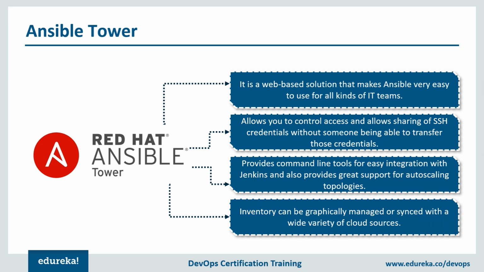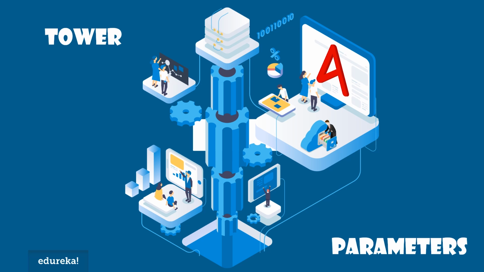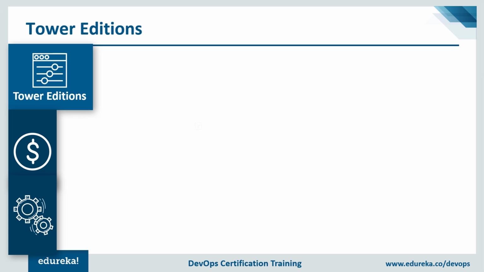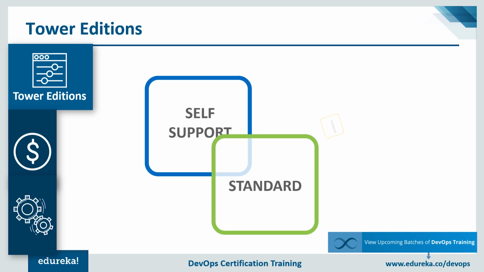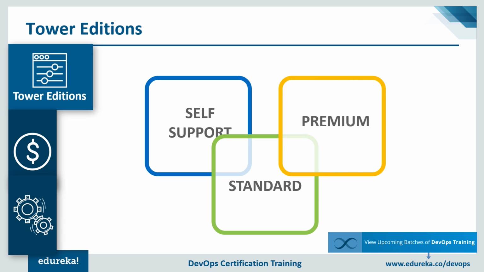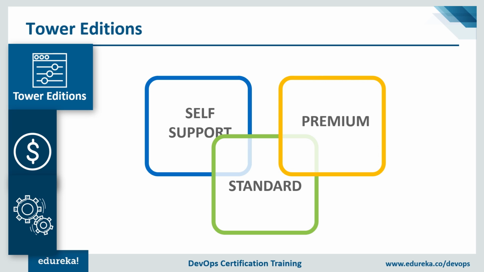So now that I've told you what Ansible Tower is, let's start discussing the various parameters of Ansible Tower such as editions, tower pricing, and tower features. So starting with the tower editions, they are mainly of three types: the self-support edition, the standard edition, and the premium edition. Well, all these editions differ by the capabilities they offer. So don't worry guys, I'll be discussing each one of them in detail.